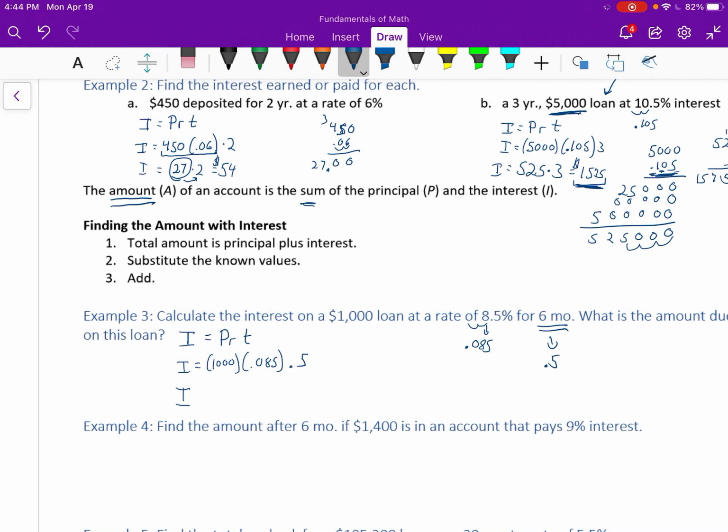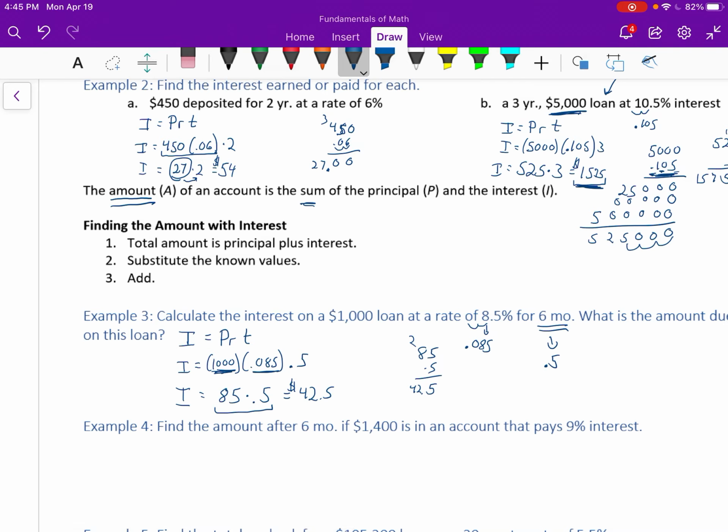Well, this we should be able to multiply in our head. Multiplying by 1,000, we move the decimal over 3 places. So when we do 1,000 times 0.085, that's moving the decimal. So that is 85 times 1/2. Multiplying by half is like dividing by 2. So if we think through that, 85 divided by 2 is going to be 42.5. That's your interest. If you could not do that mentally, you can multiply it, and you still get the 42.5. So that's the interest that you need to pay.